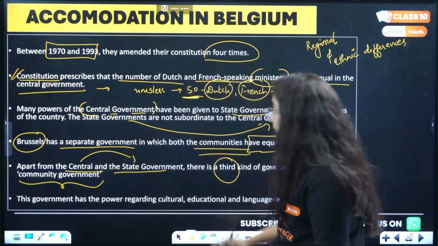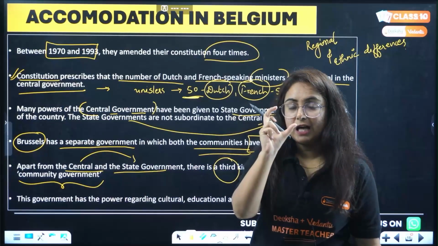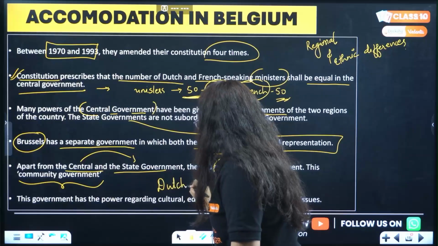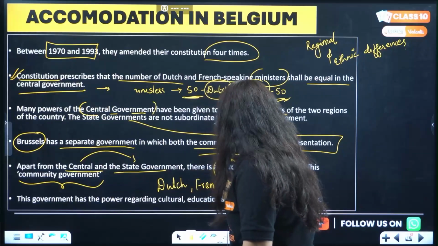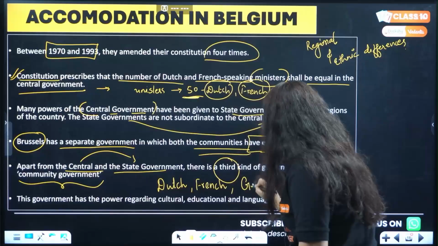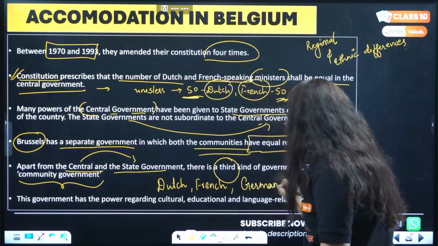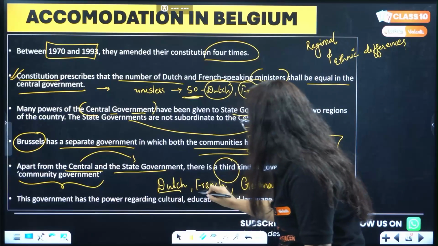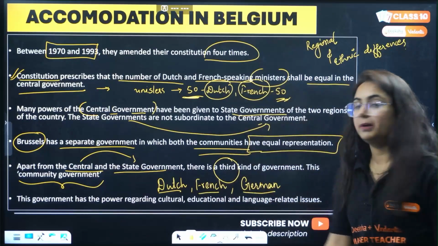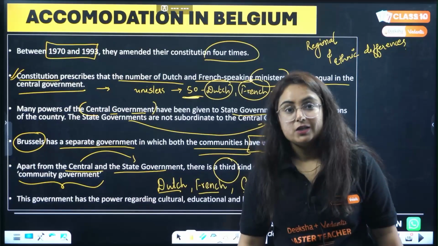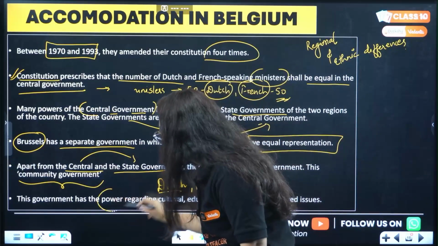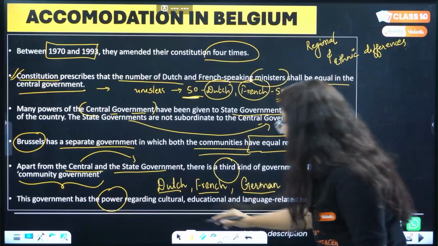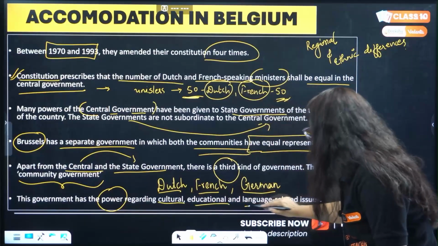Here, see, the word comes: community. How many communities were living here? There were 3 communities: the Dutch-speaking community, the French-speaking community, and the German-speaking community. So 3 community governments were formed: the Dutch government, the French government, the German government. What are they doing? They have the right or the power to make laws on subjects related to their culture, education and language.